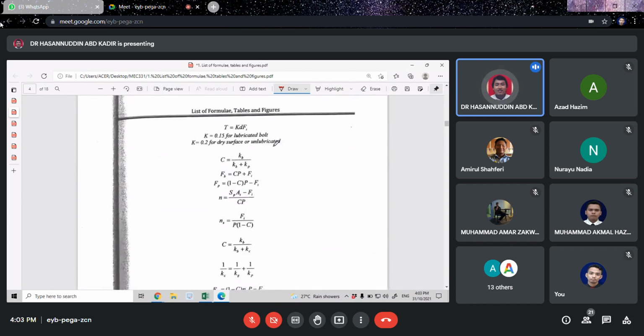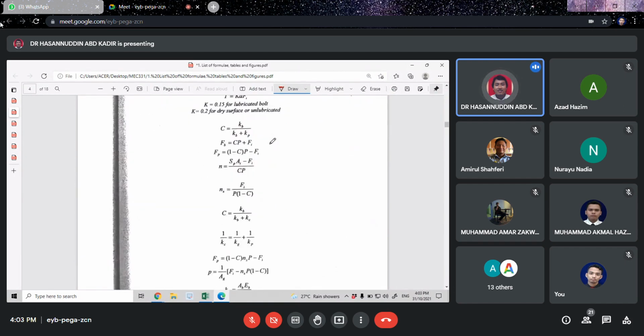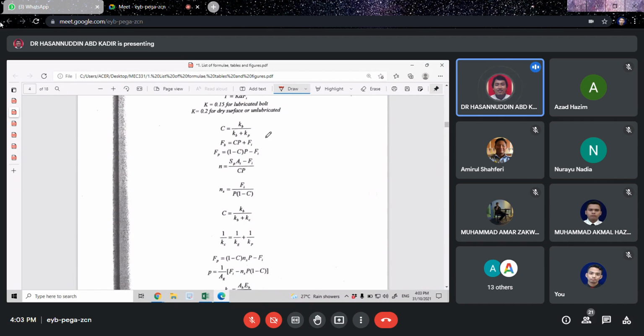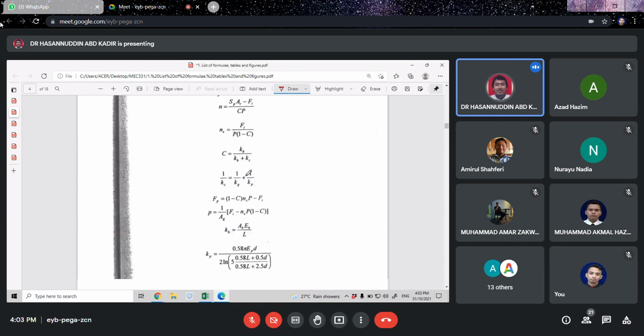Then they still have a list of formulas here. Normally K here is a coefficient, so we need to multiply with it. This one is lubricated bolt, and lubricated means they have some oil or grease. K if dry surface, unlubricated, is 0.2. This is quite important, but we just want to go through it first.